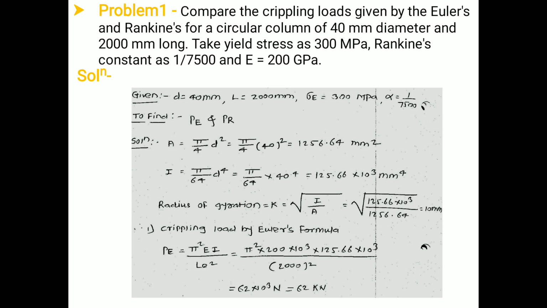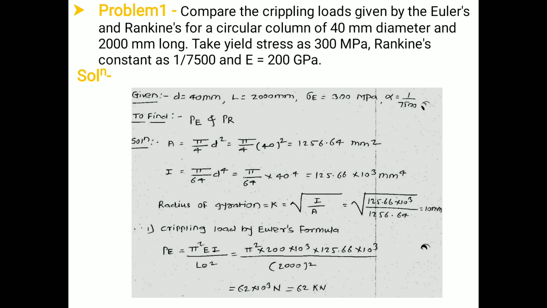We have a circular column of 40 mm diameter and 2000 mm long. So the length is given, the diameter is given. Take the yield stress value as 300 MPa and the Rankine constant, that is alpha, equal to 1 upon 7500. The value of E is also given, 200 GPa. So we have to find the value of PE and PR, that is, the crippling load given by Euler's formula and the crippling load given by the Rankine formula.